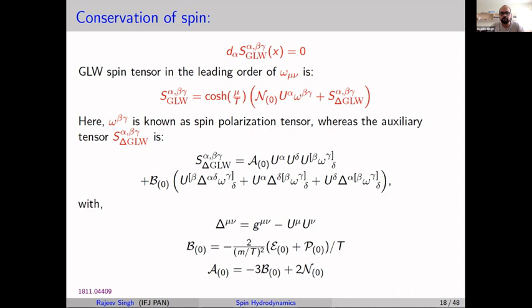What is the projection method? I'll come to that now. And this is the spatial projection operator, which is expressed in this form.